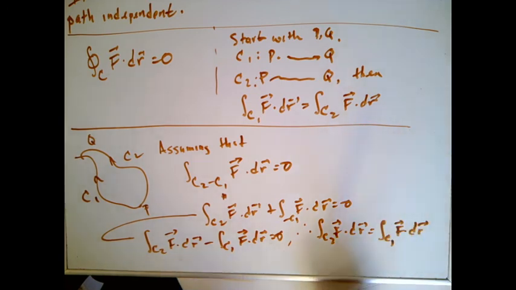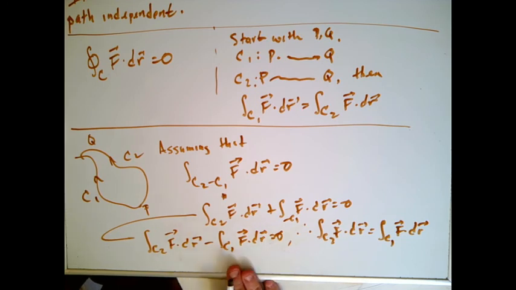But that's exactly what path independence means. It means that once P and Q are fixed, the work done by the vector field moving something along either path gives you the same answer regardless. So that's the last of our easy implications.